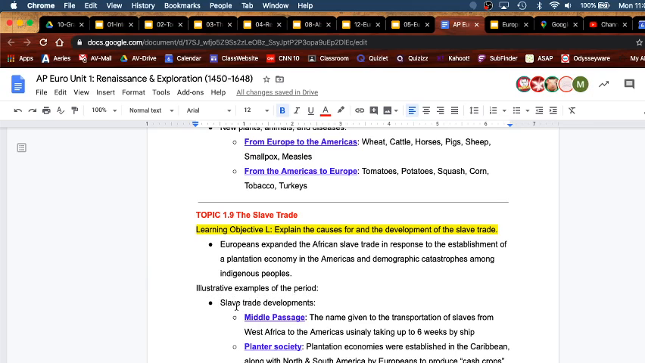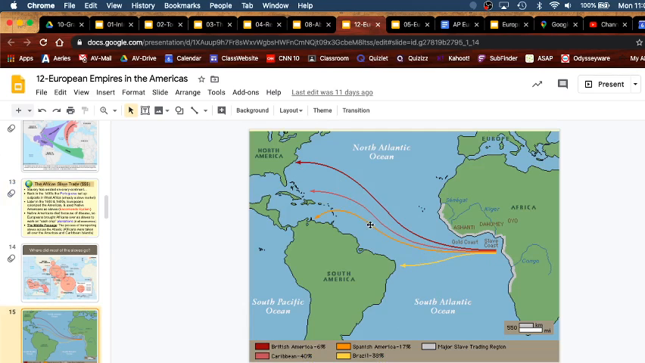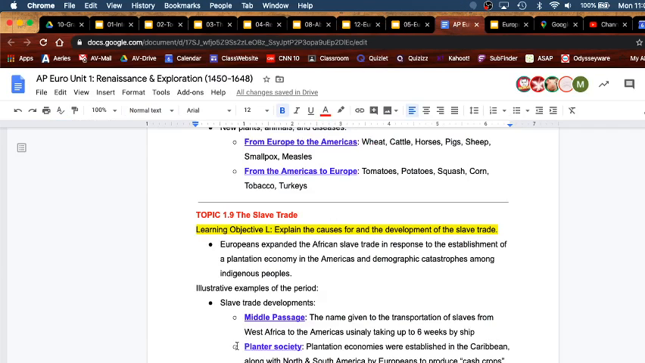The illustrative examples of this period of slave trade development: there's something called the Middle Passage. That's the name given to the transportation of slaves from West Africa to the Americas. It usually takes some 6 weeks by ship to do that. I had some slides that we used to show the Middle Passage and where slaves were being transported, and percentages. 6% were taken to what becomes the United States, 40% to the Caribbean, 17% to the Spanish pieces of South America, and some 38% to what we would call Brazil today.